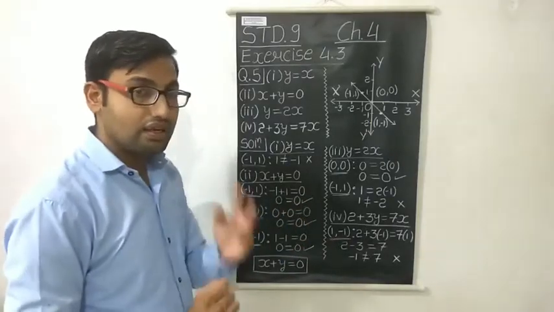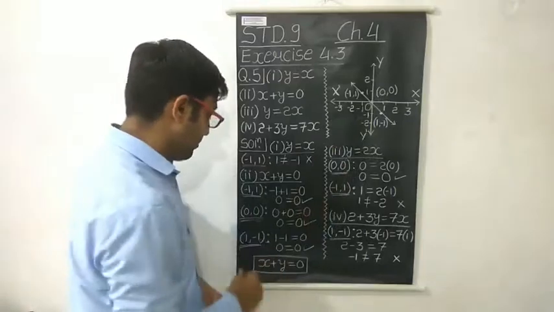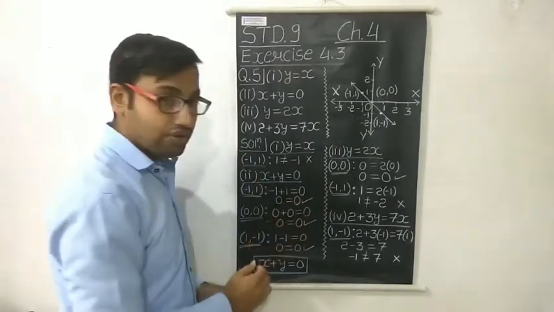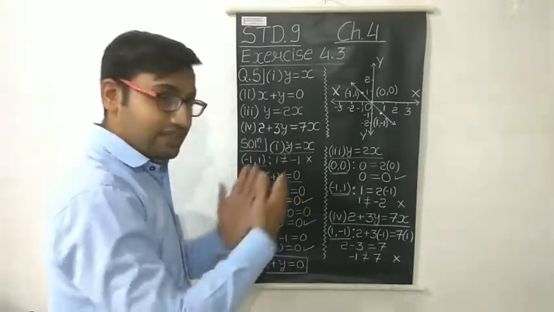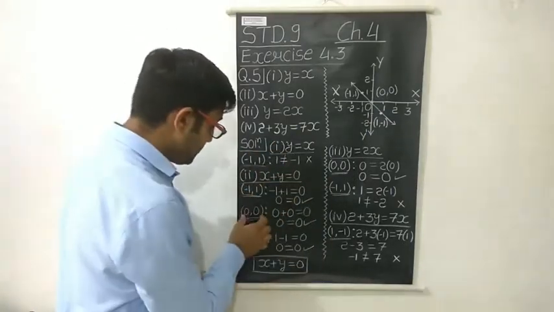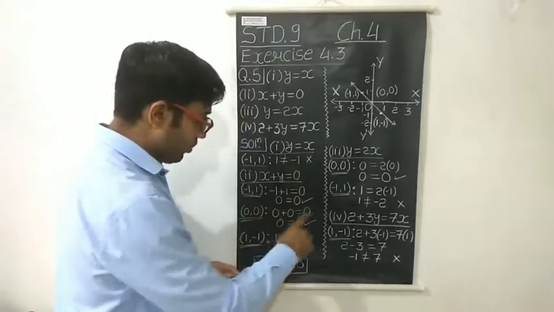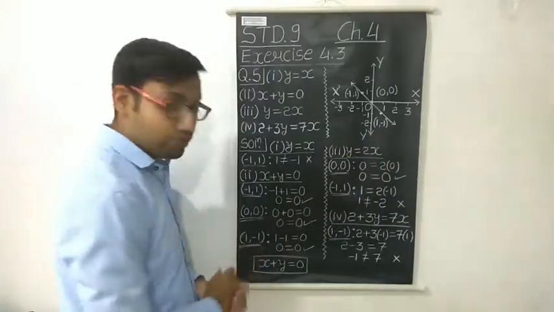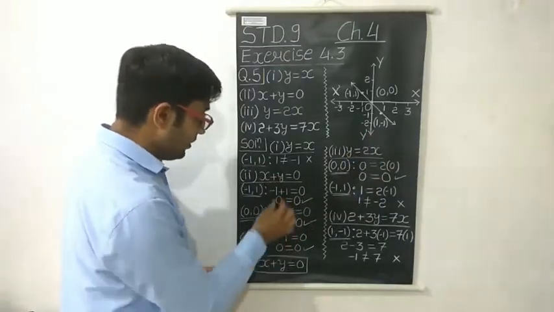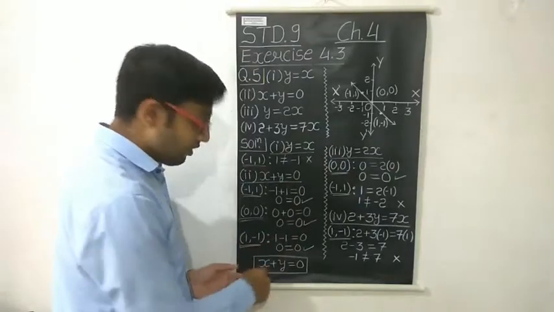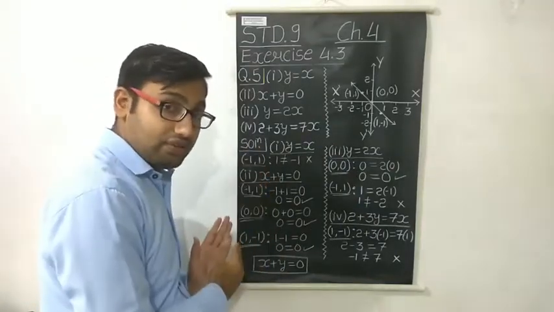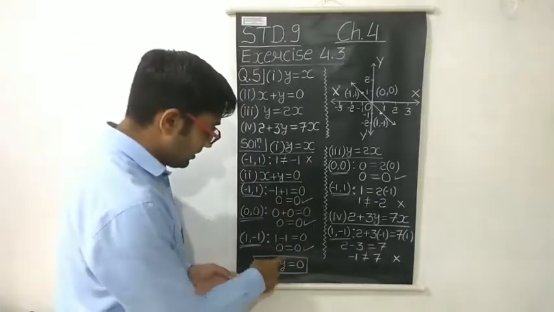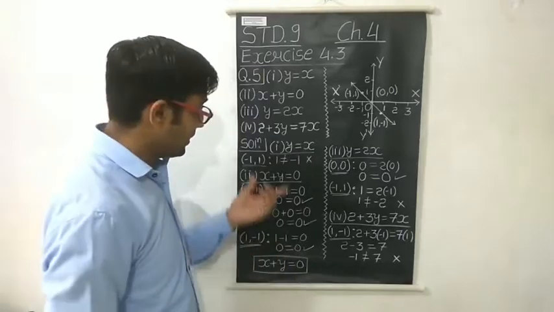Let us check the second point, that is (0, 0). Instead of x put 0, instead of y put 0, and 0 plus 0 is again 0. Left hand side and right hand side are equal. This point again satisfies this equation. Now let us check the third point, that is (1, -1). Instead of x put 1, instead of y put -1. Again 1 minus 1 is 0. Left hand side is 0, right hand side is also 0. Both values are equal, so this point also satisfies this equation.